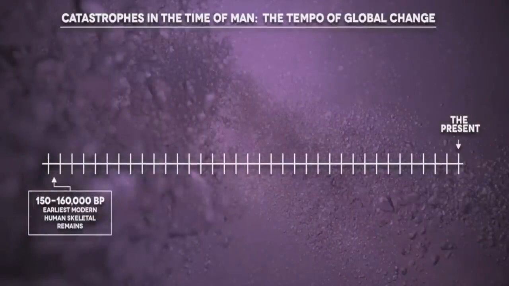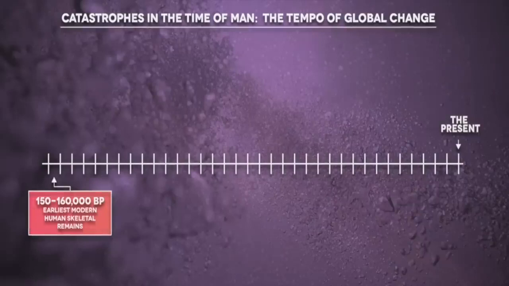Catastrophes in the time of man, the tempo of global change. What I've done here is I put a time bar that goes from the present, right here. This is us now. This is today. Right here is May 3rd at 4 o'clock. Is it 4 o'clock? That's right here. And this is 150,000 years ago.